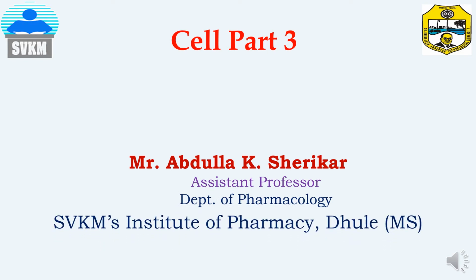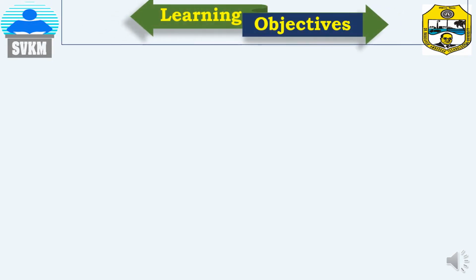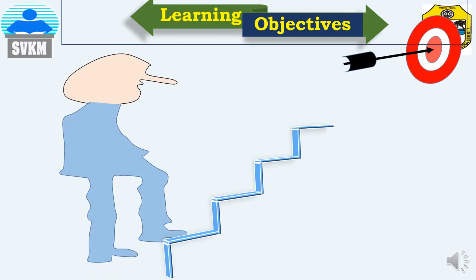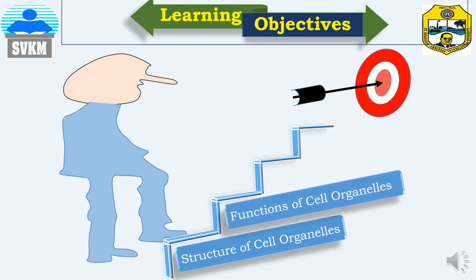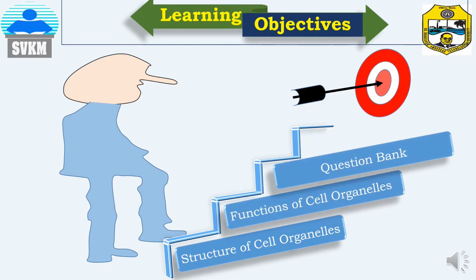Today, we are going to study about the cell part 3. Earlier, we have seen cell part 1 and cell part 2. Now, we are going to study cell part 3. After completion of this lecture, the learners will be able to understand the structure of cell organelles, functions of cell organelles, and some question banks. Now, the first is the ribosomes.